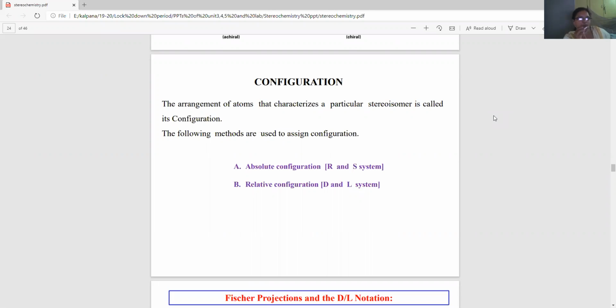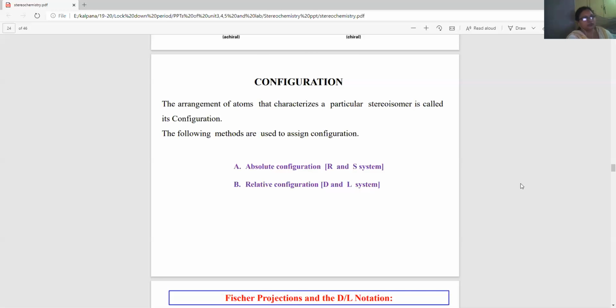So the arrangement of atoms that characterizes a particular stereoisomer is called its configuration. So how an atom is arranged in an isomer is called its configuration. So there are different methods to assign a configuration. For example, we have absolute configuration, that is the R and S system, and relative configuration, that is the D and L system.